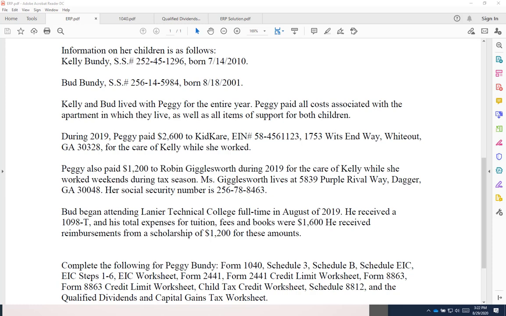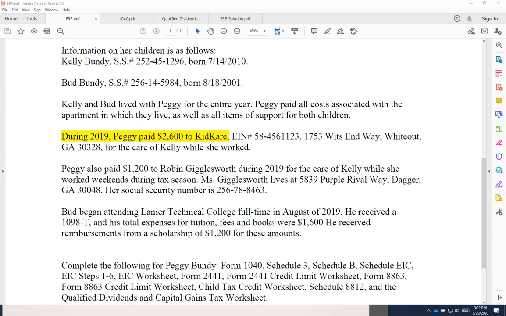Peggy has 2 children, Kelly and Bud. Look at the birth date and determine the age. See if they qualified as qualifying child, or if not, maybe as qualifying relative, and it would be the $500 for the other dependent. Otherwise, the child tax credit of up to $2,000. Or her children may not qualify her for any credits if they do not pass all of the tests to be a qualifying child, qualifying relative. It states, Kelly and Bud lived with Peggy for the entire year, and Peggy paid all costs associated with the apartment in which they live, as well as all items of support for both children. So the support test passed.